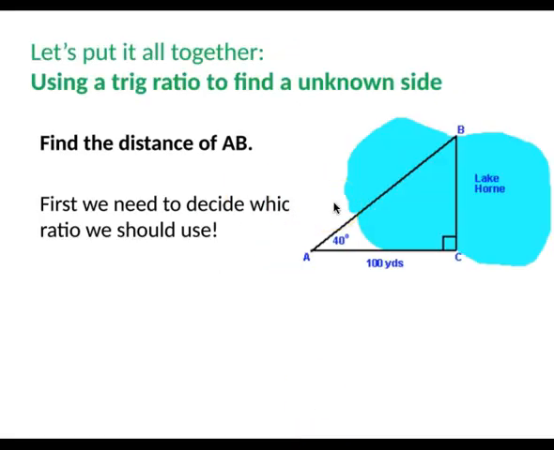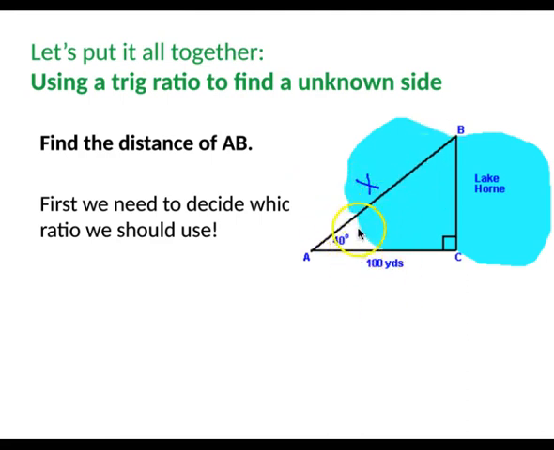All right, so let's now put it all together and use a trig ratio to find an unknown side. That's the whole point of why we use trig ratios, to help us find unknown side lengths or unknown angles in right triangles. So we've got a diagram here where we're given an angle measurement. We also have this side length given here, AC, and we want to find the length of A to B. So we want to find AB, from here to here. I'm going to put an X there.